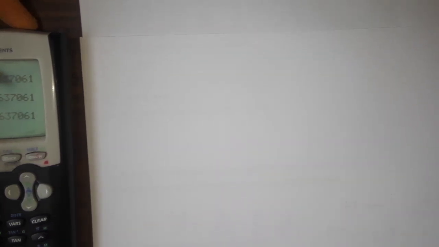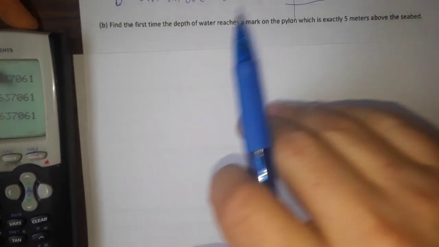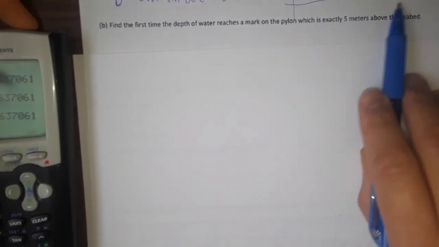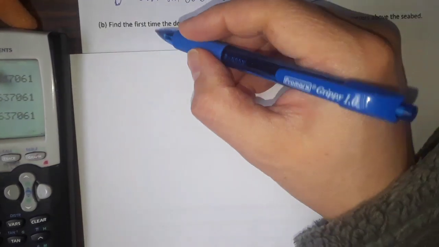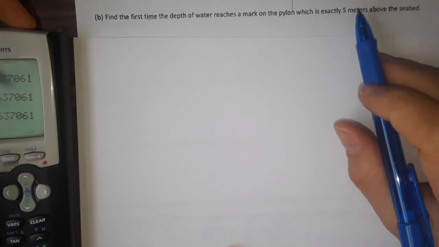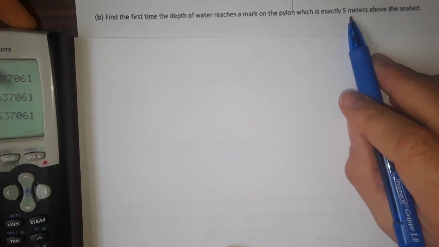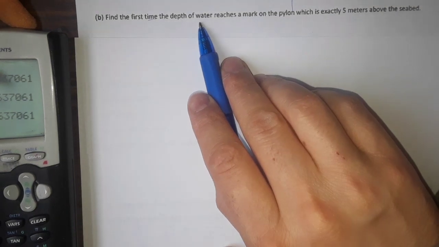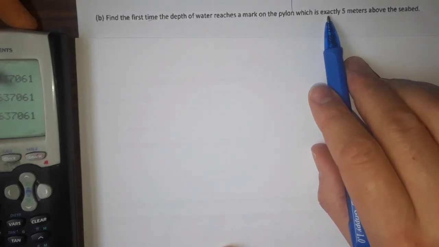And then B says find the first time the depth of water reaches a mark on the pylon which is exactly 5 meters above the seabed. So here they're changing what they're asking. The first time they're asking time again, but now they're asking 5 meters. But this is pretty obvious, isn't it? That's going to happen at 0.